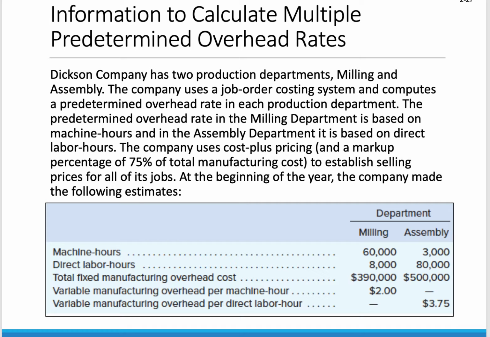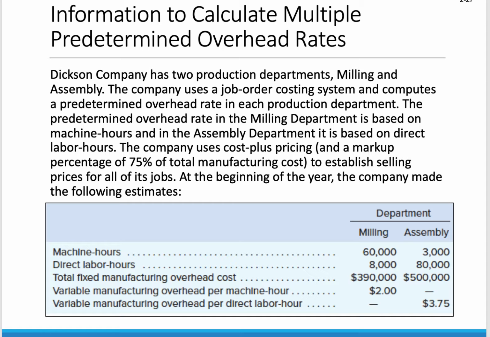Now let's think about this logically, right? Milling, assembly. If you're not familiar with milling, basically it's using a machine to cut wood, shape it, whatever. So the milling department is probably going to use a lot of machinery. Their total manufacturing overhead is going to be driven by those machine hours, because they use a lot of machinery there.